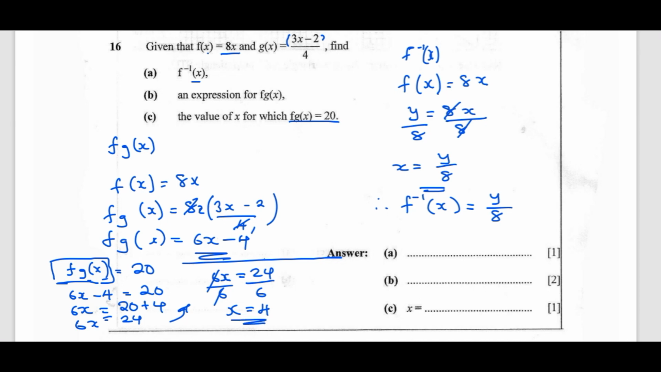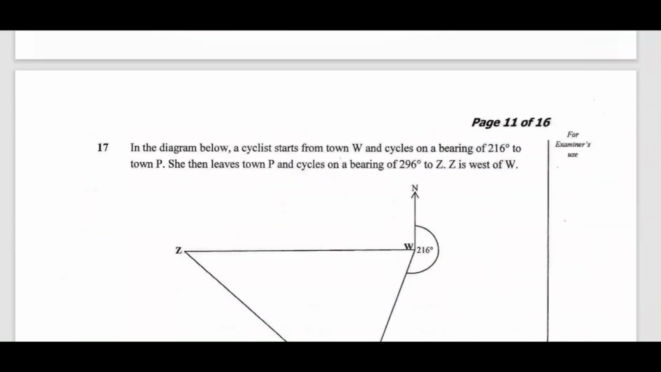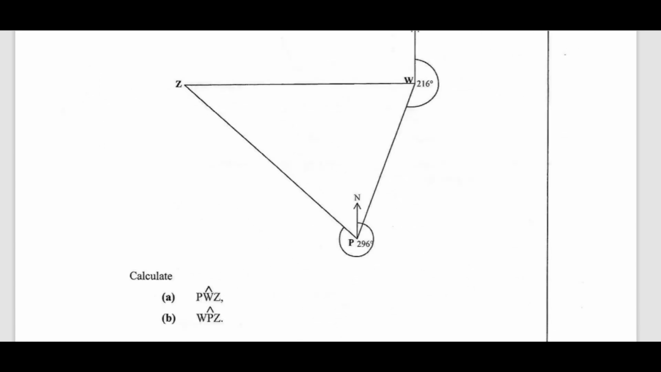Let us move to question 17. In the diagram below, a cyclist starts from town W and cycles on a bearing of 216 degrees to town P. She then leaves town P and cycles on a bearing of 296 to Z. Z is west of W.